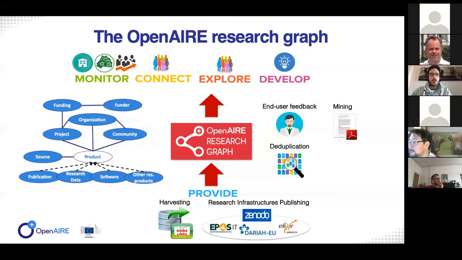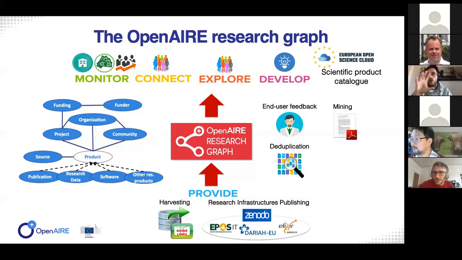We have monitoring services for funders. We have monitoring services for communities. We provide services to feed back in the loop the enrichment we make to providers themselves. So now the content providers that we harvest from have a mechanism to get back the value. There is another service, which is Explorer. It's basically the web portal, and Develop provides APIs for more savvy users to play. The graph as a whole is also going to be a core, central part of the European Open Science Cloud initiative.